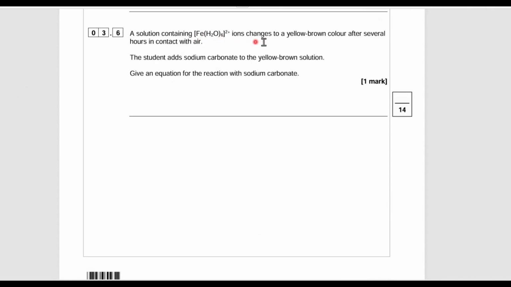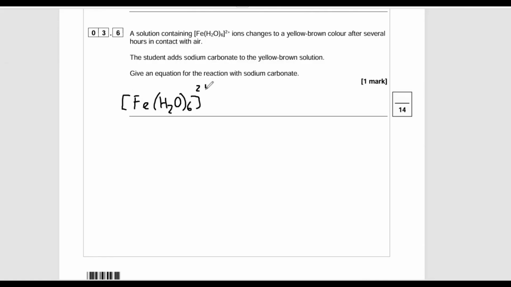A solution containing [Fe(H2O)6] 2+ ions changes to a yellow-brown color after several hours in contact with air. So that's what happens. Hexaaqua iron(II) ions actually change to hexaaqua iron(III) ions. So that means that the iron gets oxidized and goes brown. It goes the color of rust.